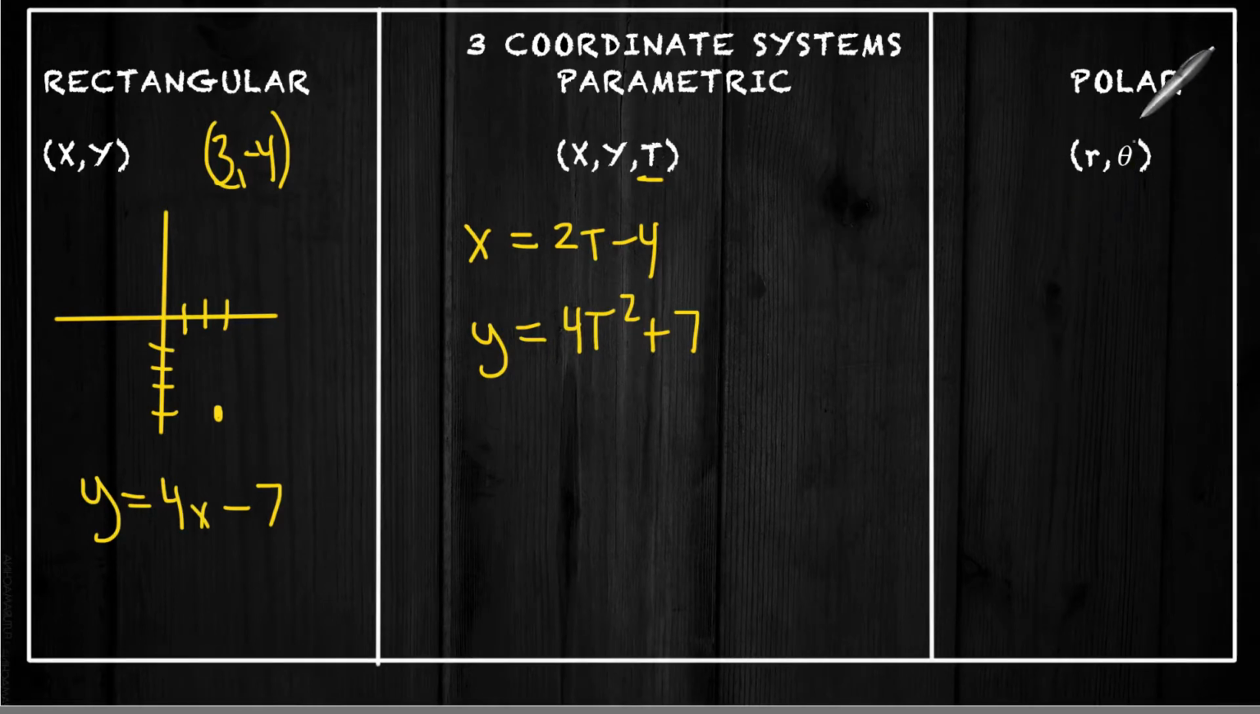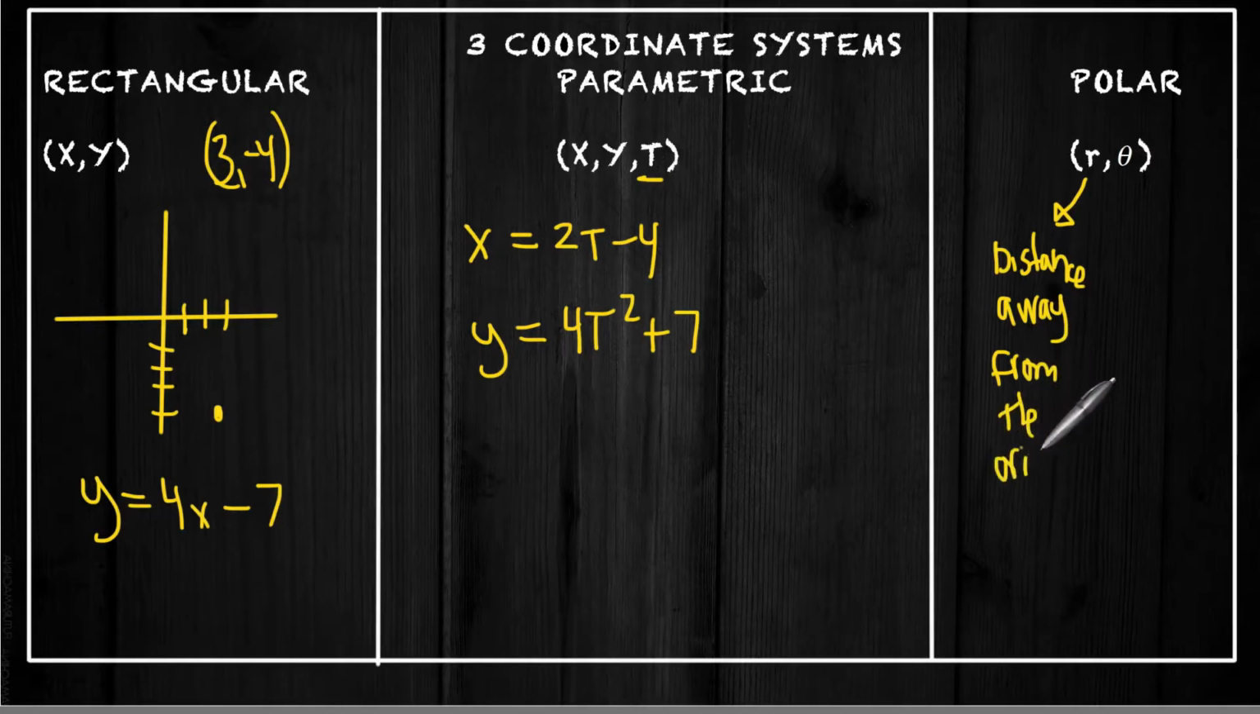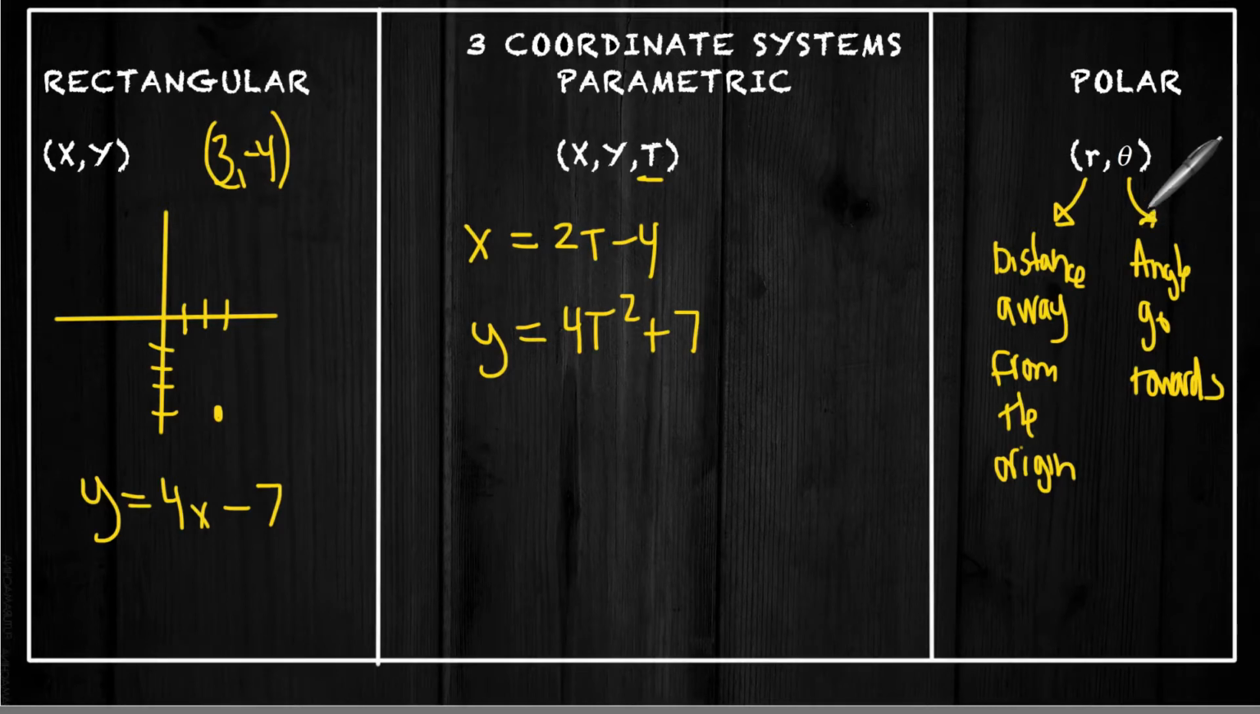Now today we're going to be talking about something called polar coordinates, and the r represents the distance away from the origin. The distance away from the origin. And the theta represents the angle that you go towards. The angle you go towards. That's about as simple as we can make it. So let's see a few examples in this next slide.